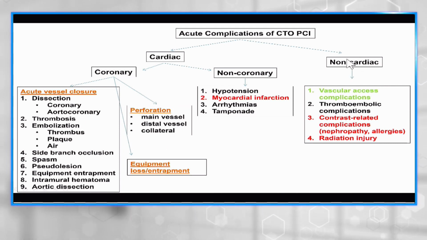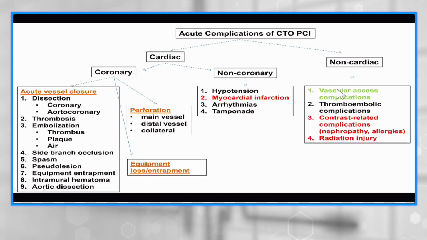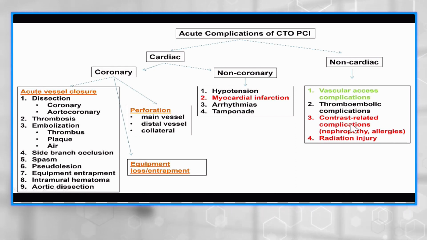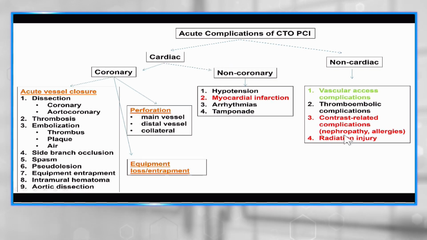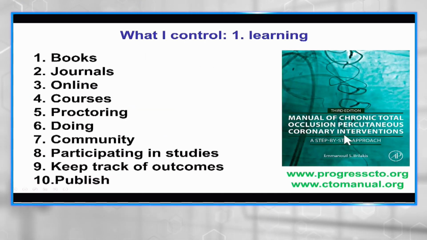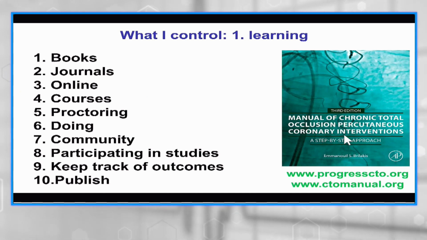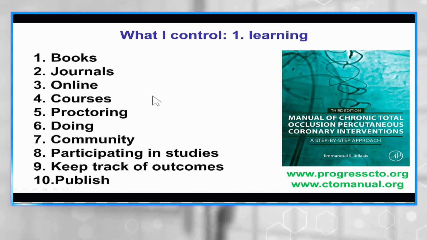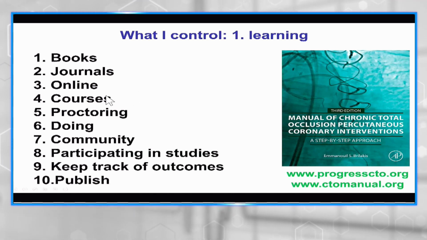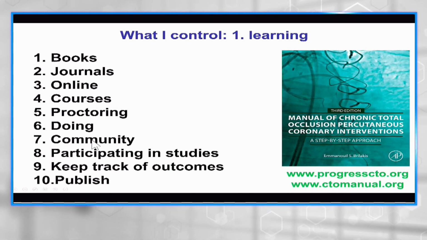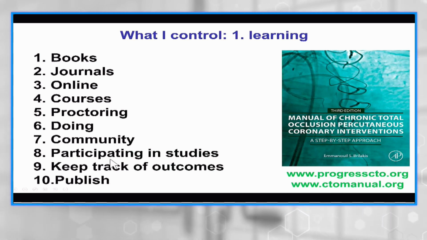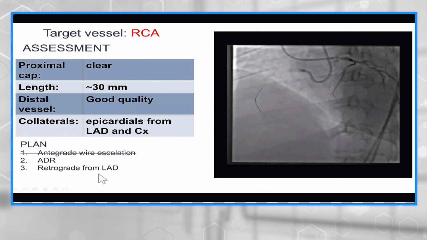But we can also have problems outside the heart, in the access site, thromboembolic complications, complications related to contrast, and radiation-related complications. How to learn about approaching complications happens through many routes: through books, journals, attending courses such as this one, proctoring, doing cases, participating in a community, and keeping track of what is going on.